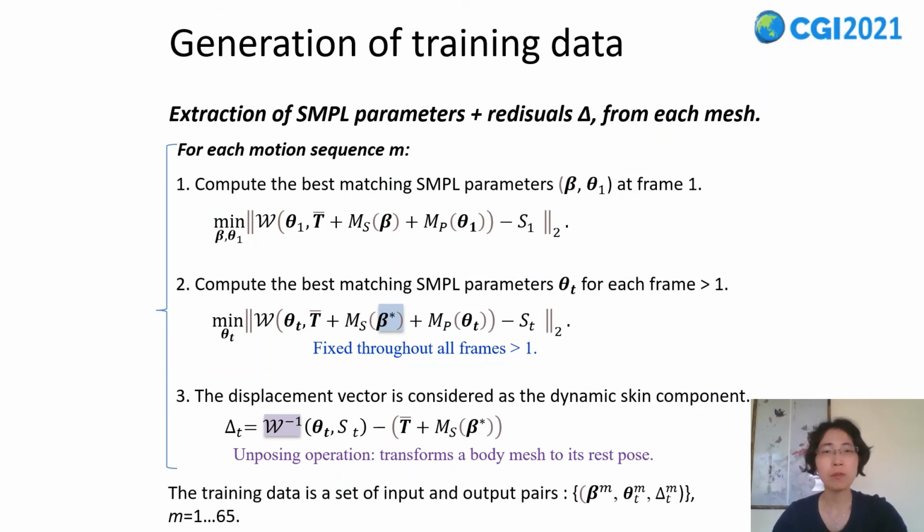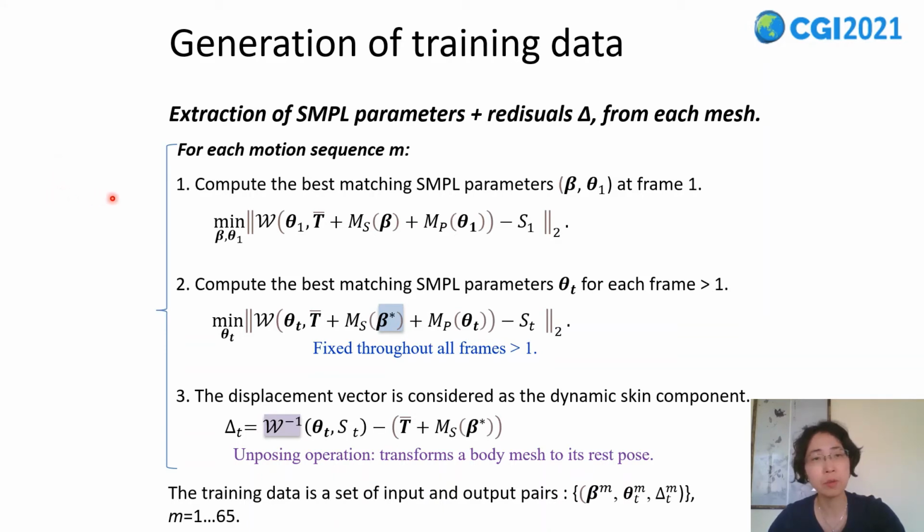The generation of training data is done by finding the best matching simple parameters through optimization and by saving the residual skin displacements for each mesh in the dataset. It is done in a sequence-wise manner.